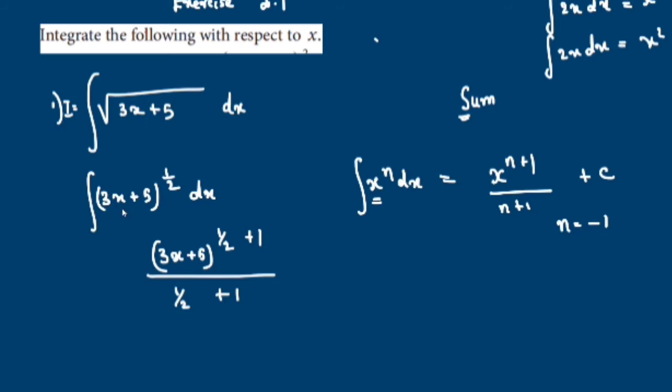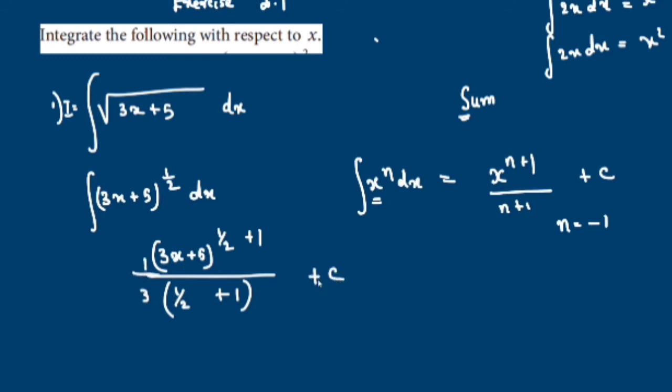3 is very important. In differentiation, whenever the coefficient is there, you take it and multiply. Here is the reverse process. So this 3 you have to divide. You understood why this 3 is coming here? This is 1 by 3. So this is the answer.